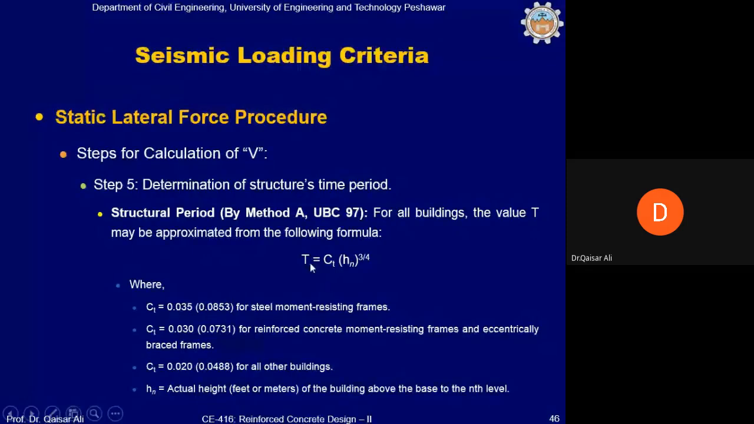So if the hn value is taken in meter, then the values in brackets will be used. If it is in feet, then these 0.035, 0.03, 0.02 values will be used. Commonly, we'll use 0.03 as value for time period. Okay.